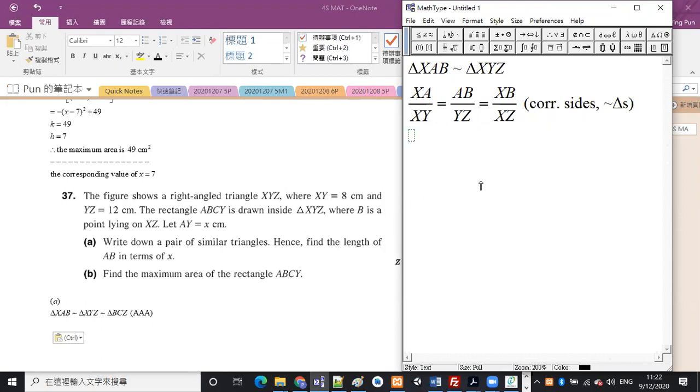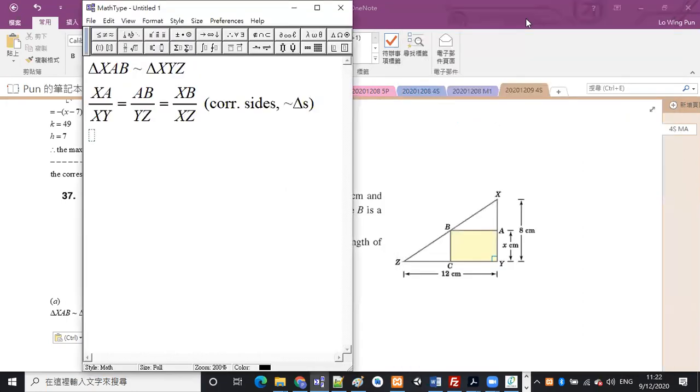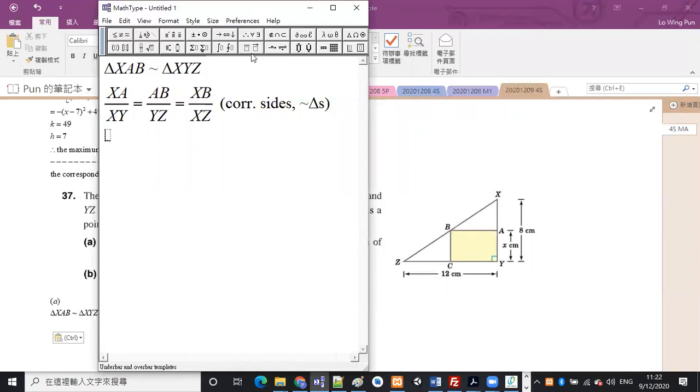Okay, 但係你唔使寫嘅。好啦，跟住咧，我哋會睇下邊一度係有數字嘅。XA, and then XY is 8 cm. AB is what we want to find. Okay, and then YZ will be 12. And then XB, we don't know. XZ, we don't know.